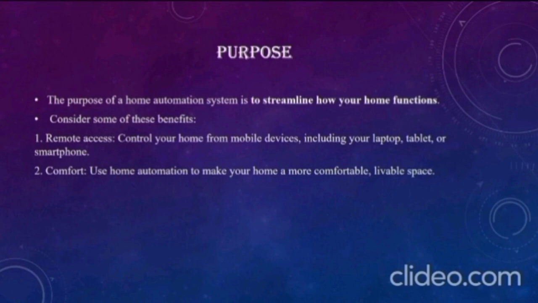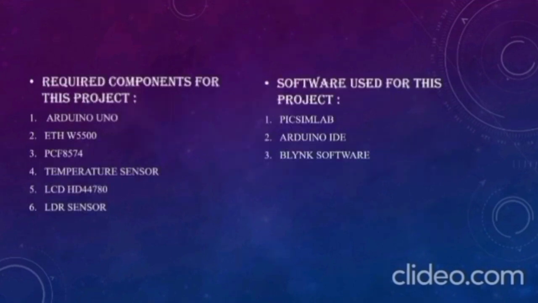Next, the purpose of the project. The purpose of a home automation system is to streamline how your home functions. Consider some of these benefits. First one, remote access, and second one, comfort. Remote access means you can control your home from mobile devices, including your laptop, tablet, or smartphone, etc.